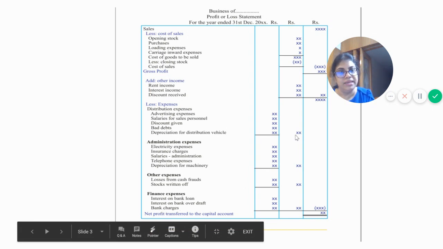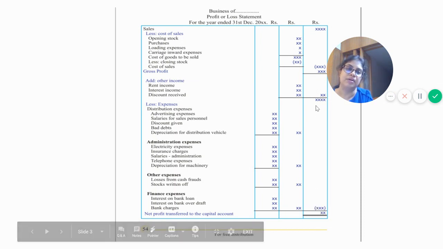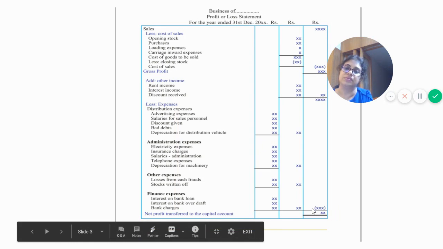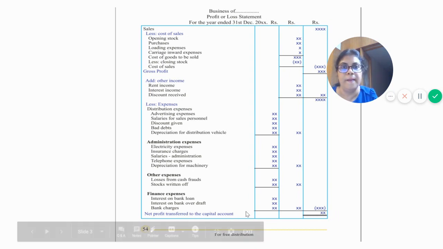So they will be taken as totals, and then the whole set of expenses will be taken as one figure. And from the total income, once you deduct the total expenses, you will end up with the net profit of the business. After treating the indirect incomes and expenses of the business, you will end up with the net profit, which will be transferred to the capital account. I'll show you that later.